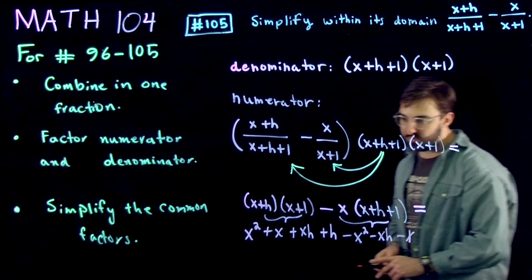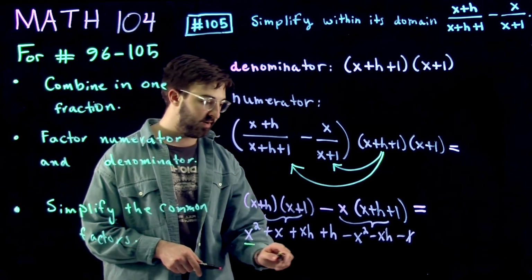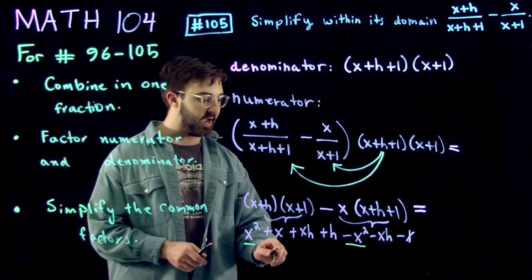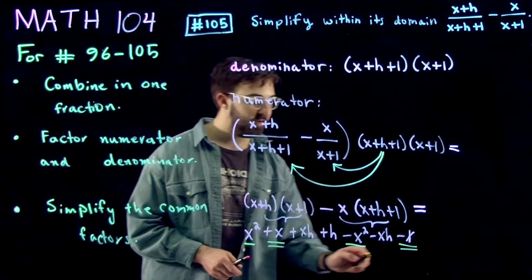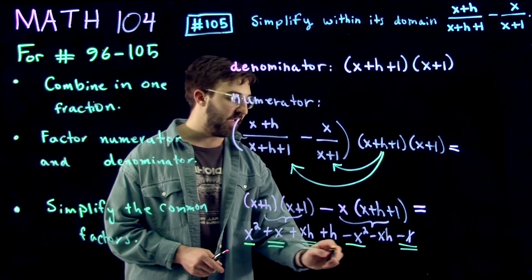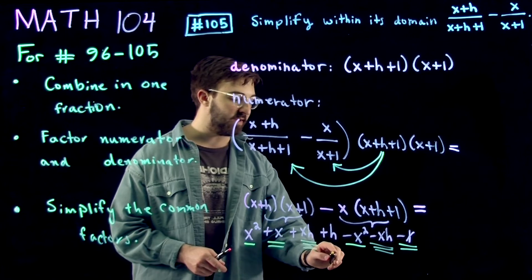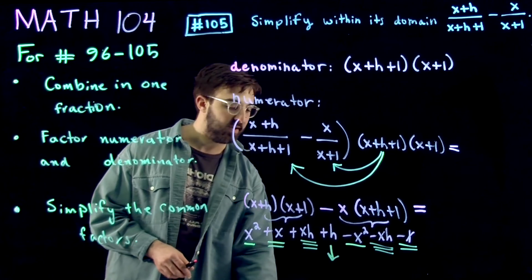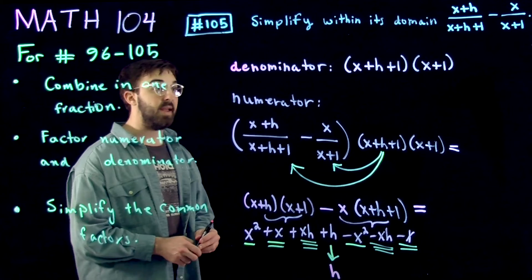Now let's go through and figure out what our common terms are. We've got an x squared here and a minus x squared there, so those will cancel. We've got an x here and a minus x here. We've got an xh here and a minus xh here. And then we've just got this h left over, and it's the only one that's going to survive all of this. After all is said and done, we're just left with h.